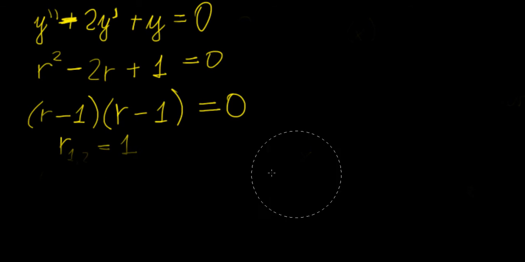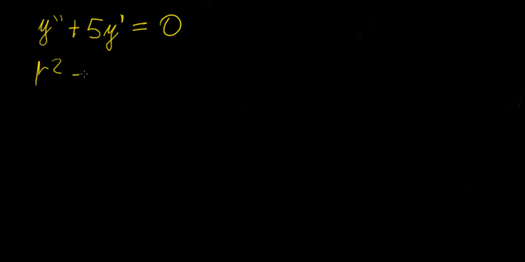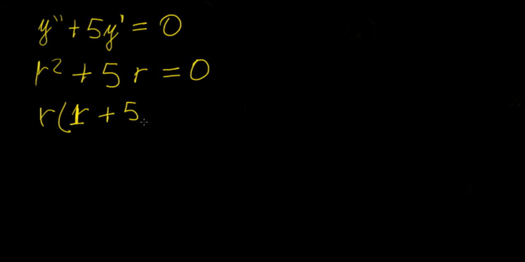Now the next example that I'm going to show you is going to be for the case when the roots are distinct and real. So we're going to have the differential equation y double prime plus 5y prime equals 0. The characteristic equation of this is going to be r squared plus 5r equals 0. Now once again we can factorize this, so that's going to be r times (r plus 5) equals 0. So what are the roots here? Well, r is going to be either equal to 0 or equal to minus 5.